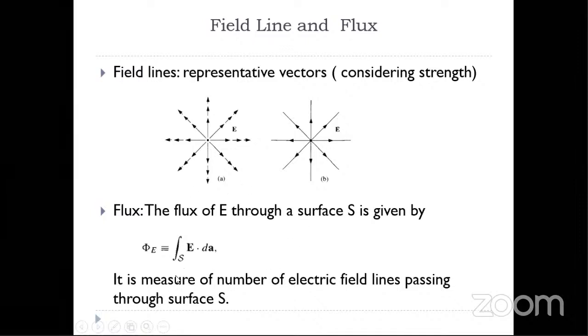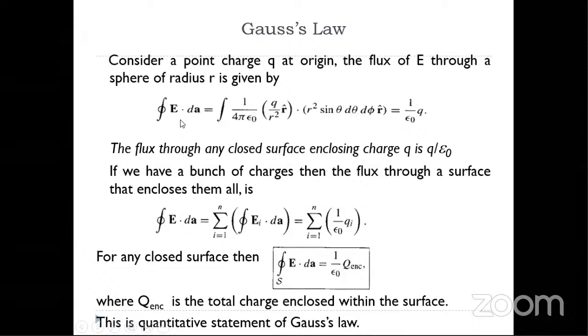So this is a fundamental concept. Flux is a scalar quantity because it is derived as a scalar product of two vector quantities. It is a measure of the number of electric field lines passing through surface S. So we have gone through certain definitions of flux. In mathematical terminology, let us call it a surface integral, the flux of vector E bar.